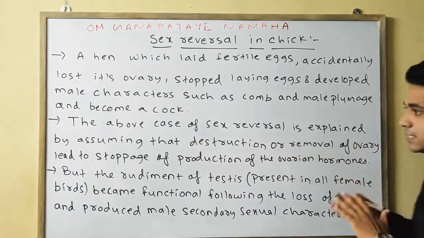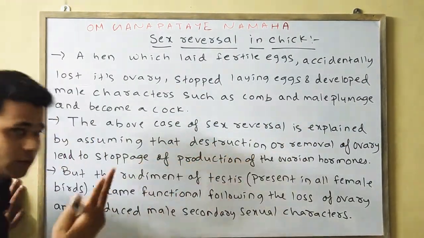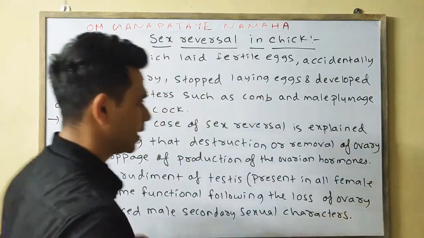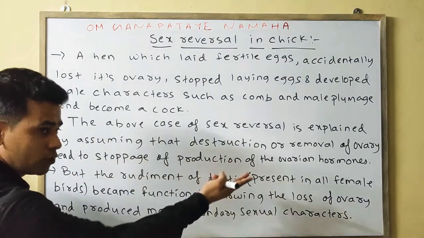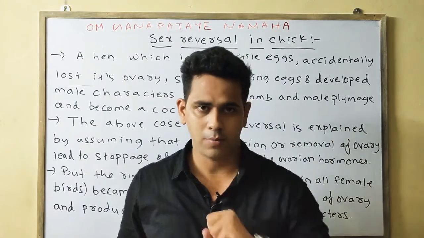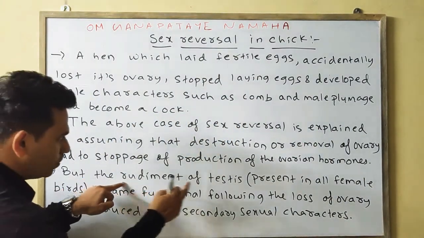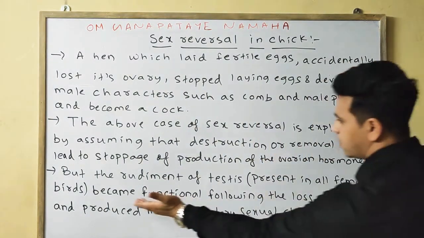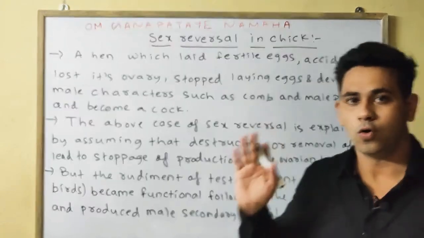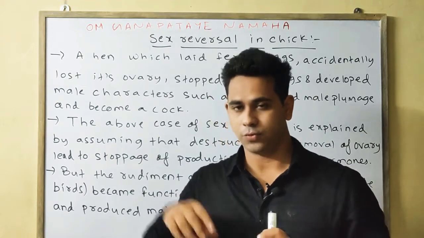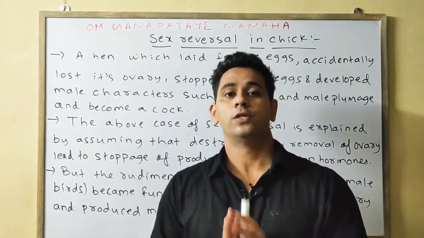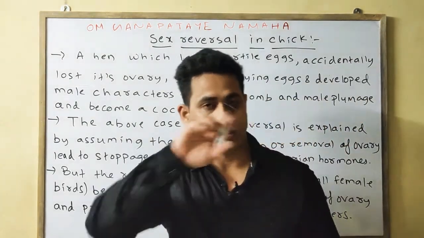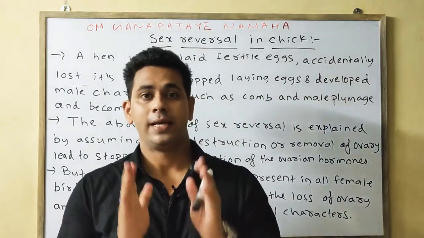The above case of sex reversal is explained by assuming that destruction or removal of the ovary, as I said, in the case of sex reversal, means the removal of the gonad will develop into secondary sexual character of the opposite sex. Removal of the ovary leads to stoppage of production of the ovarian hormones. Obviously, if the ovary is damaged, ovarian hormones will not be produced, but the rudiment of the testis which is present in all the female birds will now become more functional following the loss of the ovary, and produce male secondary sexual character. Okay, so this is the most interesting example of the sex reversal in the case of the chick.